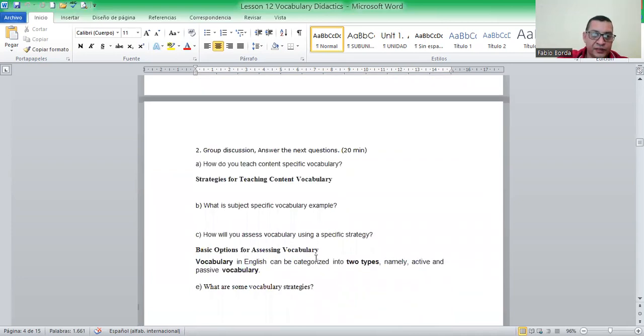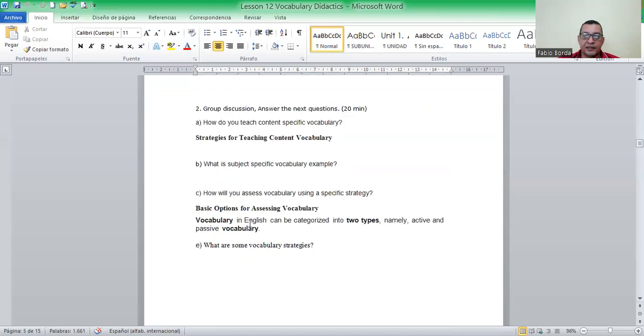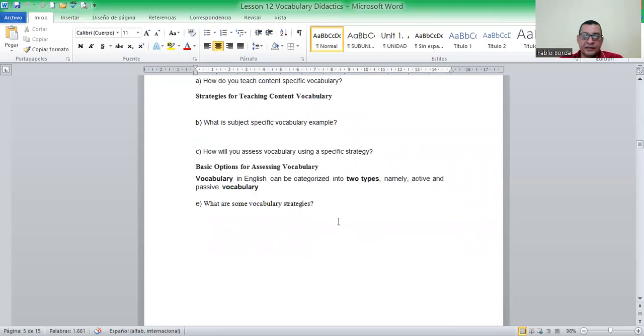It's a group discussion. Answer the next questions. How do you teach content-specific vocabulary, what are the strategies for teaching content vocabulary, and what is a subject-specific vocabulary example? How do we use the vocabulary using a specific strategy? What are the basic options for assessing vocabulary? Vocabulary in English can be categorized into types, mainly active and passive vocabulary. What are some vocabulary strategies?